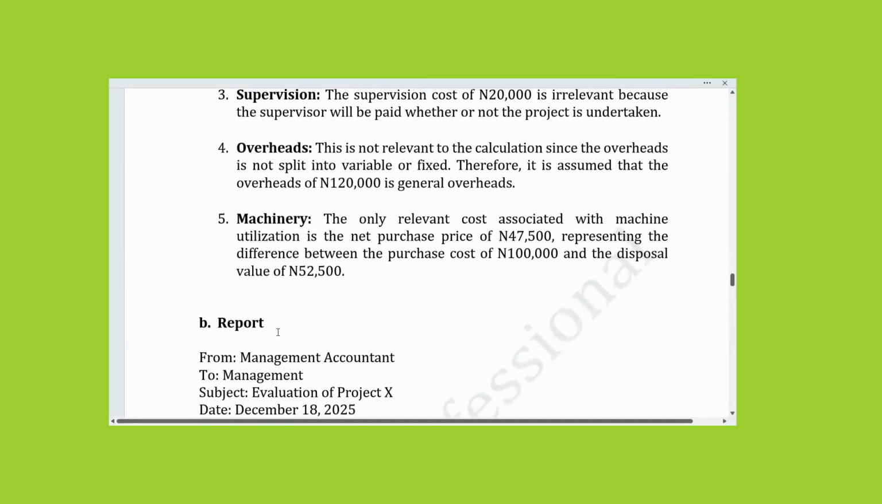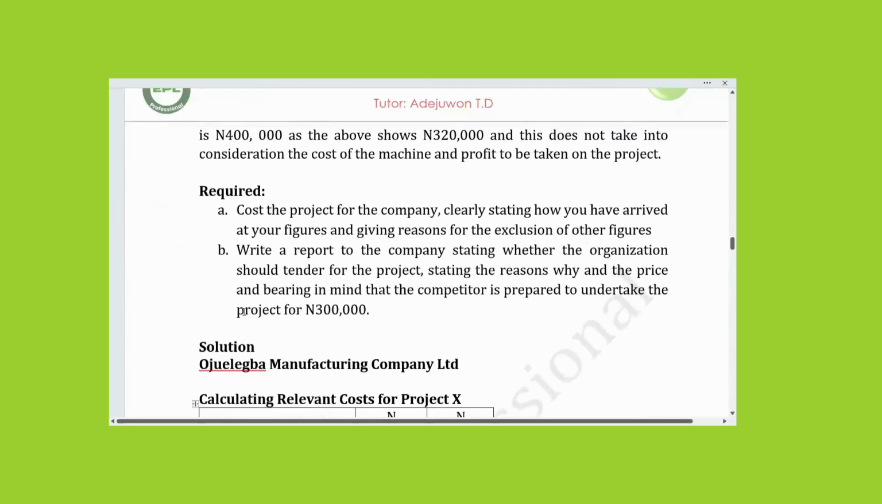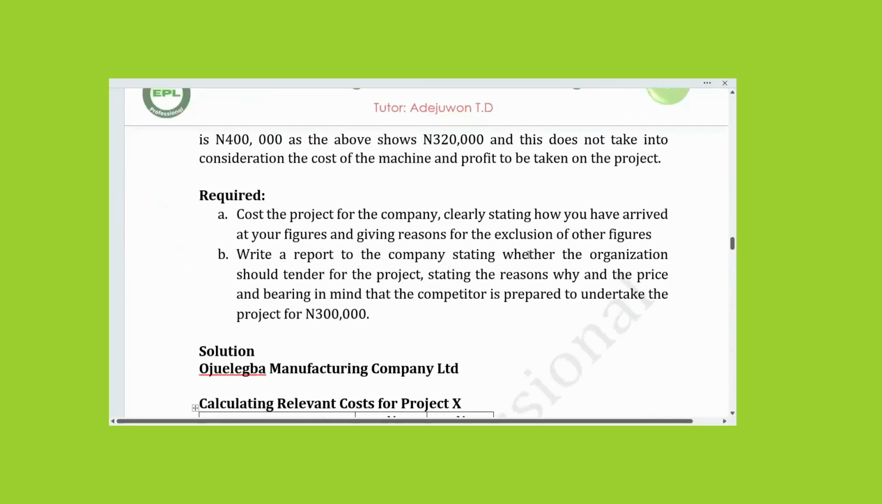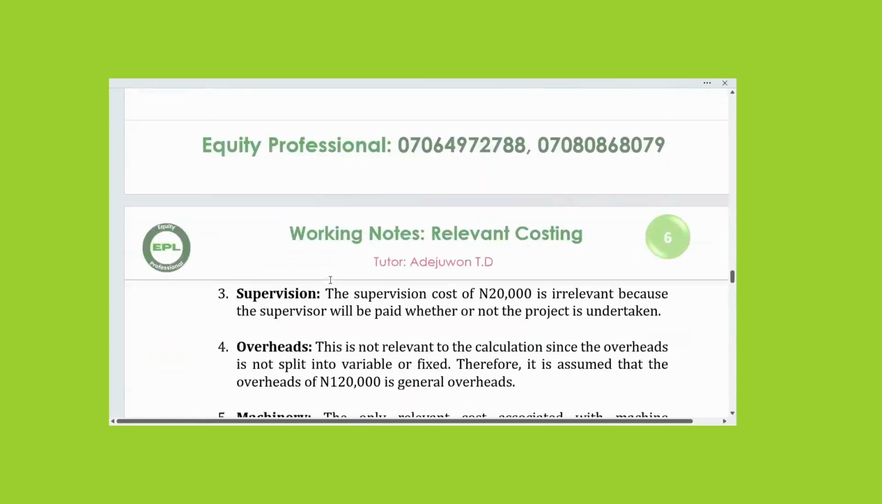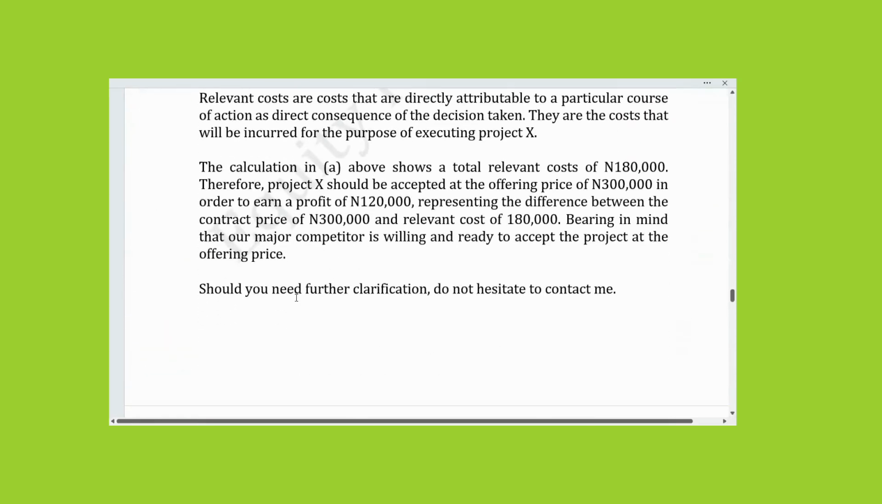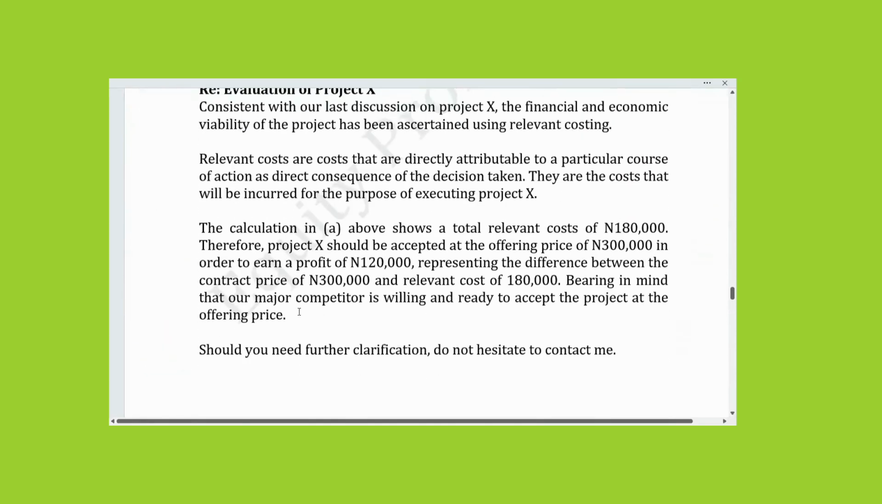All what the examiner is asking you here, you have already included in that report. You have to state whether the company should tender. We've already advised, stating the reason why. Why should they advise? Because it is profitable. All right. Then the price is 300,000. They should accept it at 300,000. Bearing in mind that the competitor is prepared to undertake the project at the offering price. That's what we have done. That's what the examiner is asking you to do. No need for too much of story.